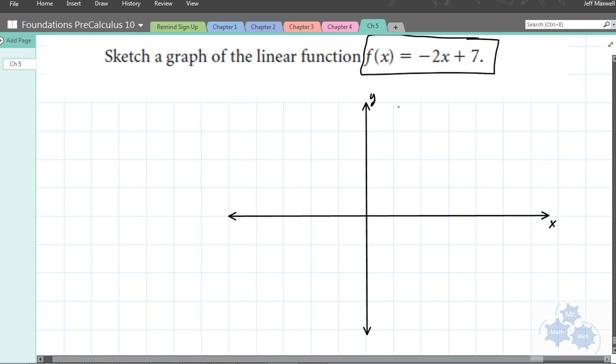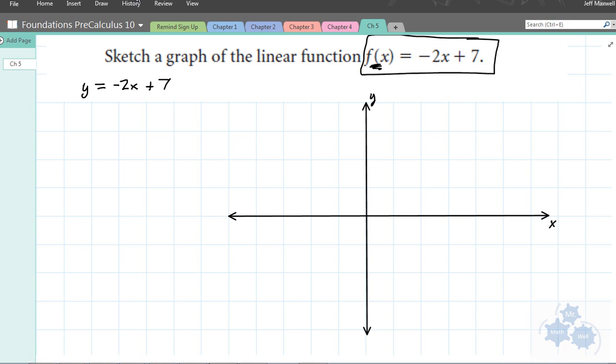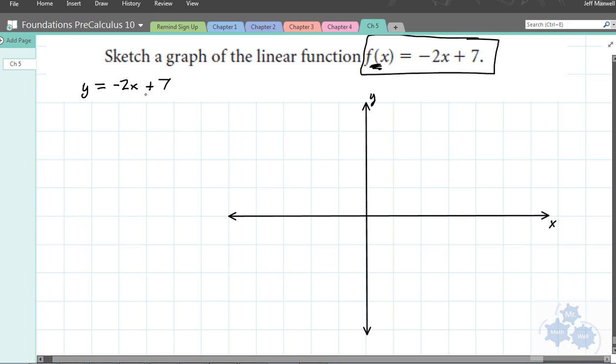Alright, so if you were asked to sketch this, we know that this is function notation, and really this is the same as y equals negative 2x plus 7. Right? Now we talked about in an earlier lesson, we know something about the features of this equation. Who remembers what this number represents on the graph? What does this number tell us about the line, the graph of the line? Anybody?